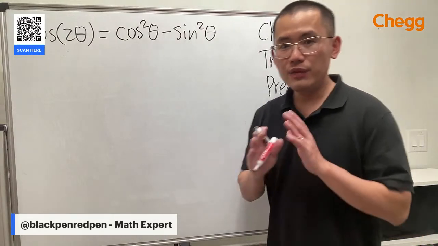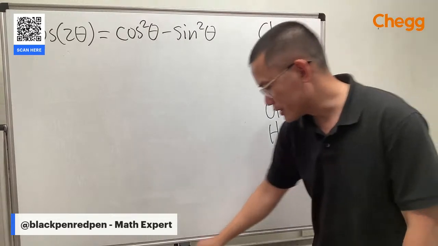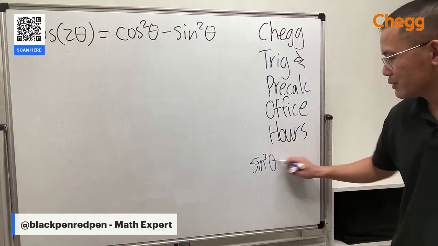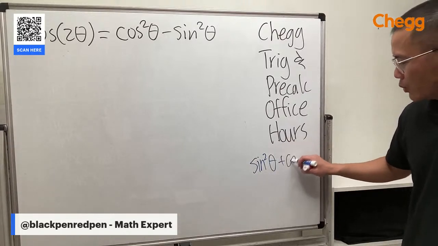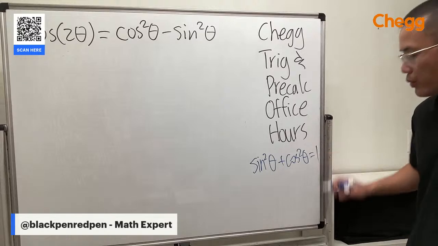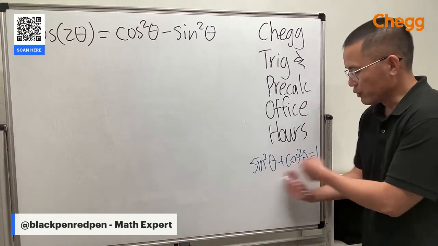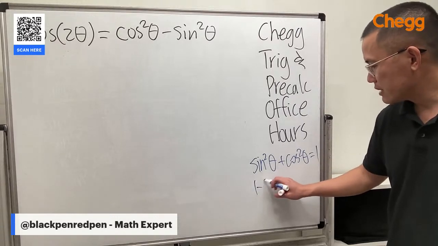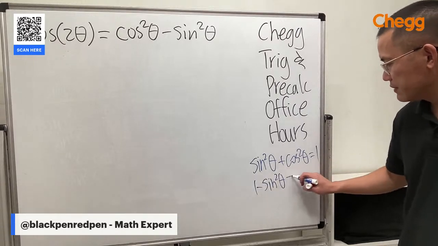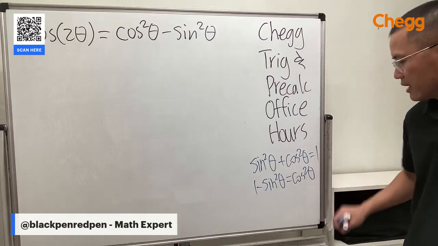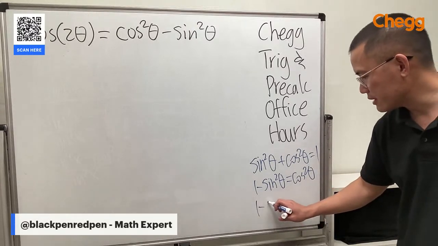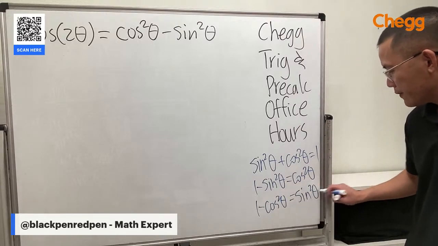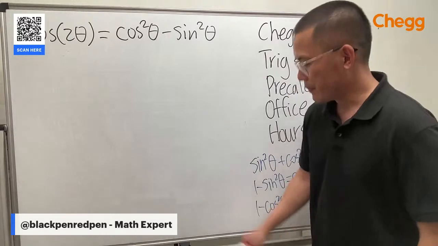Okay. And then if you use the Pythagorean identity, which is a super common identity, I should write it down right here. It deserves a special spot. Seriously. Sine squared theta plus cosine squared theta is equal to 1. And you can kind of just move things around. For example, you can say 1 minus sine squared theta gives us cosine squared theta. Or you can also say 1 minus cosine squared theta equals sine squared theta. And then you can use whichever one.